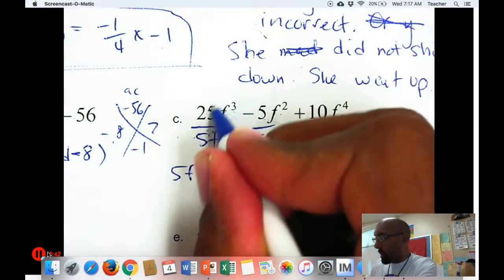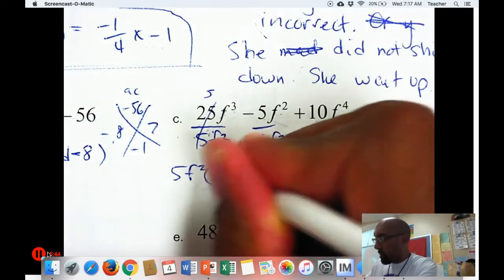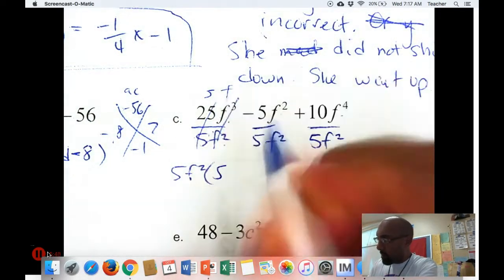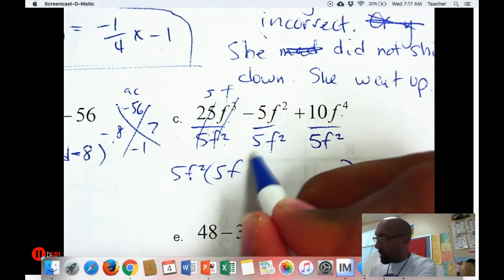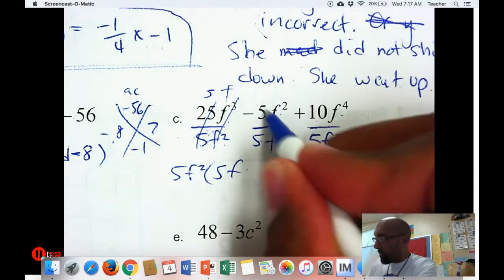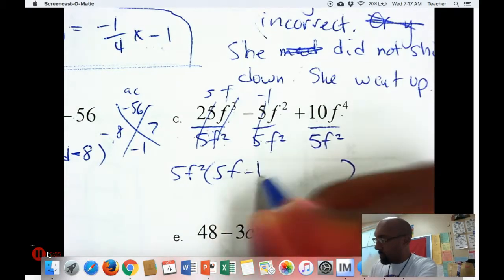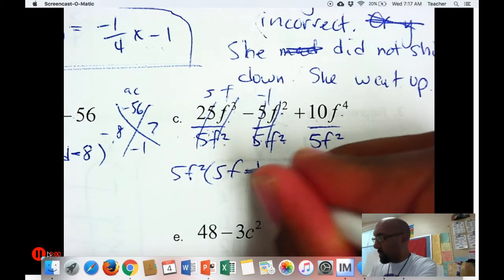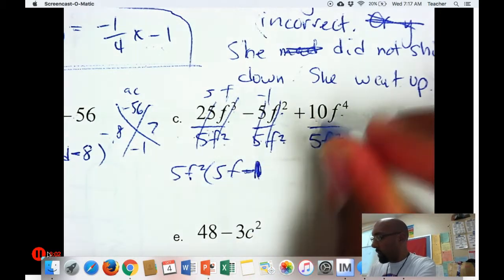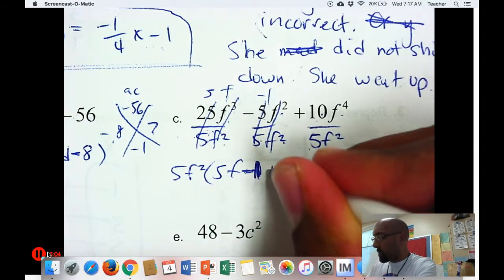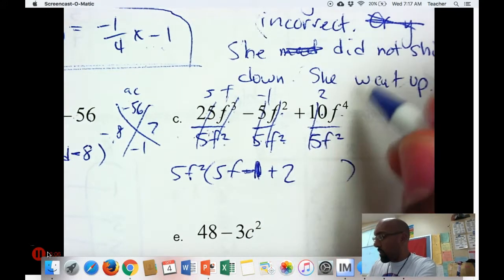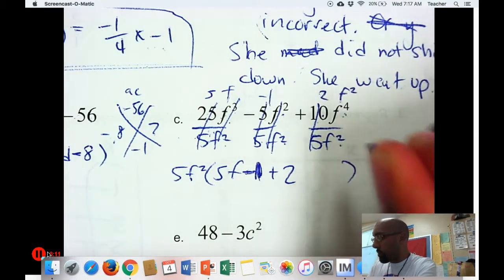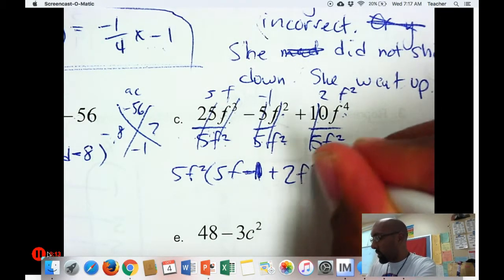Okay, and now I divide it out. So 25 divided by 5, that's 5. And then f to the 3 divided by f squared, that's just f. Okay, then let's see, negative 5 divided by 5, that's minus 1. Okay, then f squared divided by f squared, well that cancels out, that's 1. So this next one is just minus 1. Okay, then 10 divided by 5 is 2. And then f to the 4th over f squared is f squared. Okay, so that will be 2f squared.